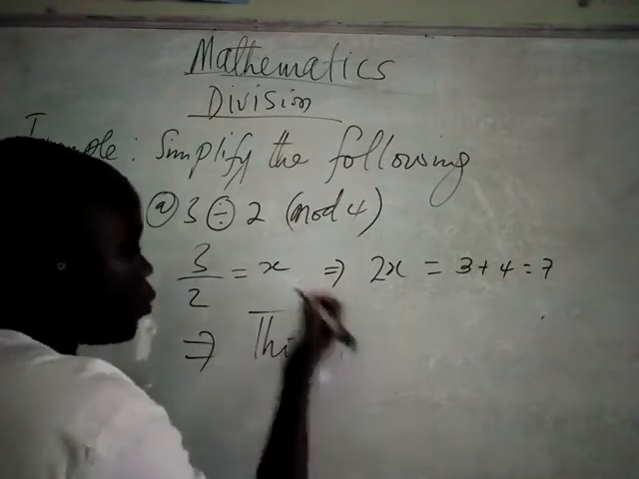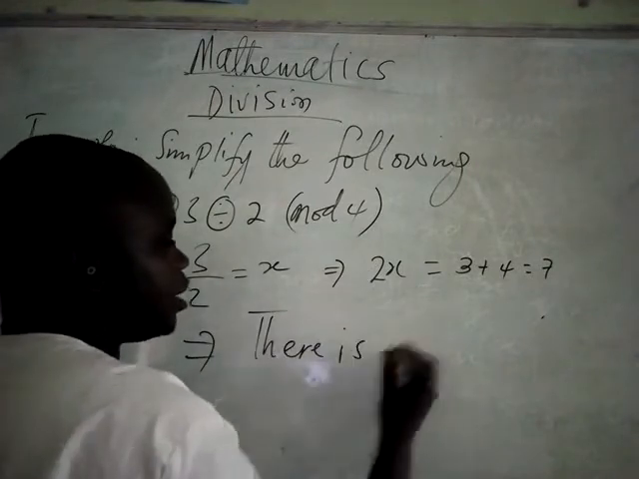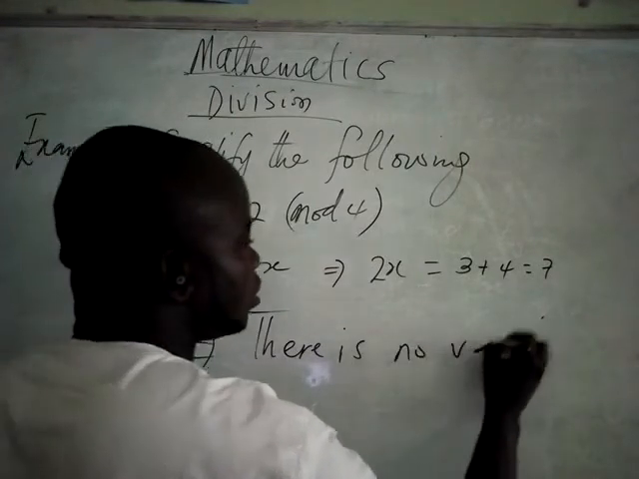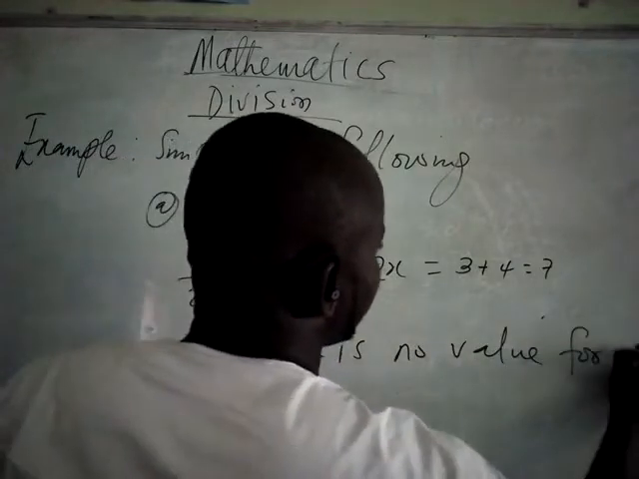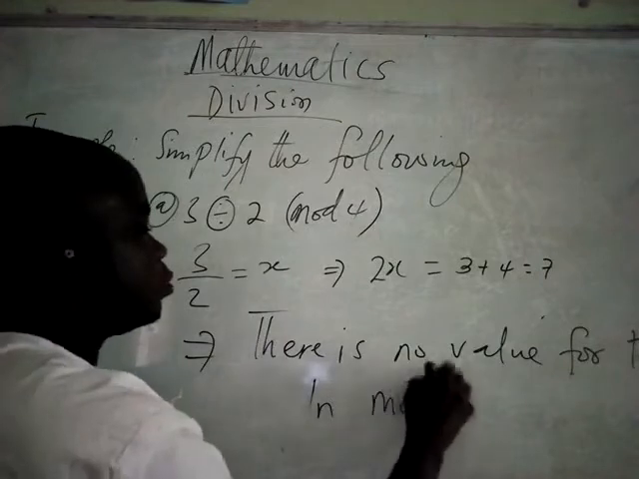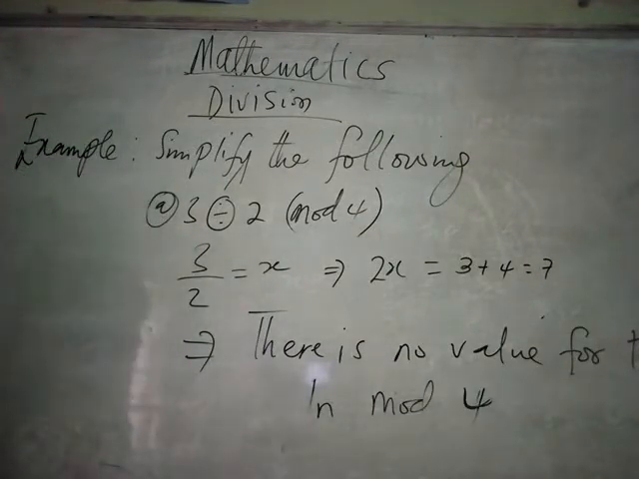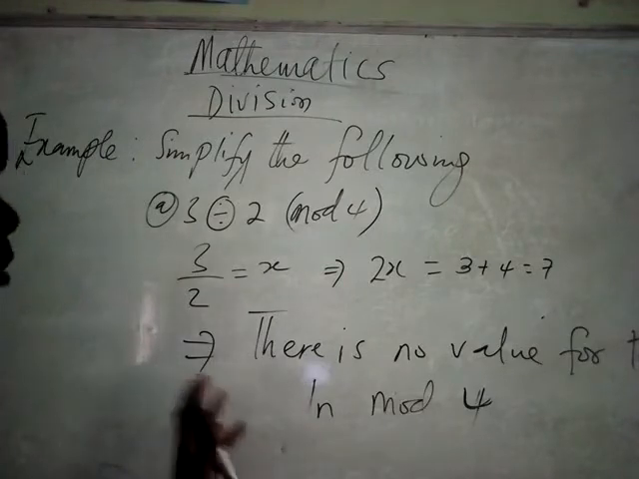That means there is no value for this in mod 4. You see that? There is no value for this in mod 4. Are you getting it? So that is how that problem is solved.